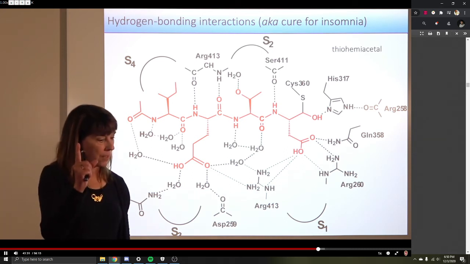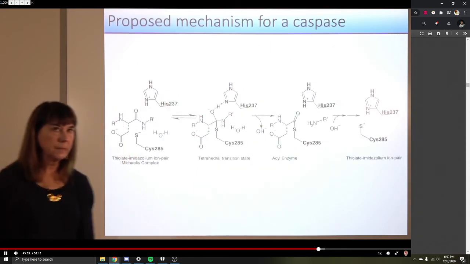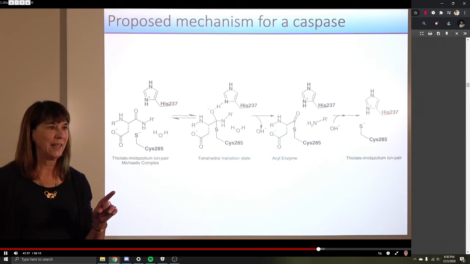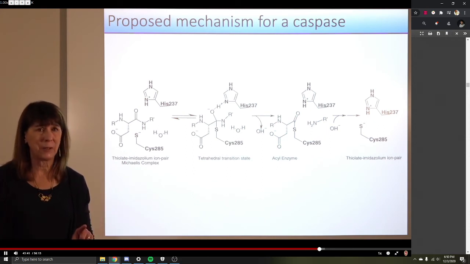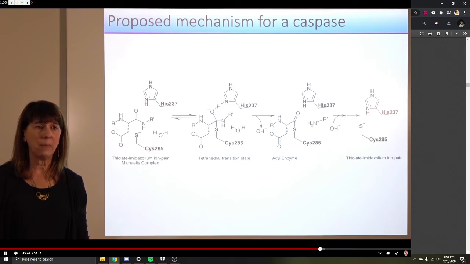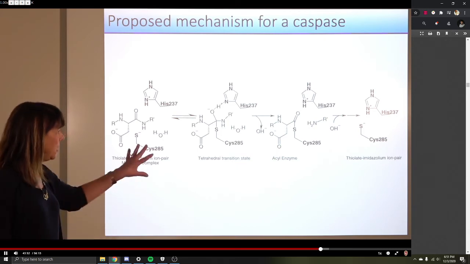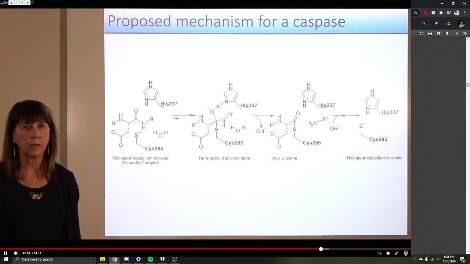Now, they proposed a mechanism for this caspase, and I put it on this slide. And the reason why I put it on this slide, and the reason why I talk about this one, is because when you read the literature, make sure that you look at it carefully and realize that some people are not thinking clearly. So this is their mechanism that they proposed, and chemically it makes no sense.